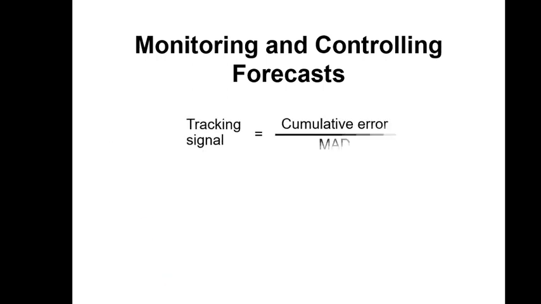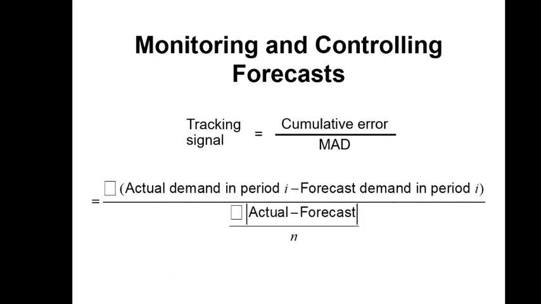Anyway, what we care about is to show you the formula. Now look, these are not two formulas, it's one formula. The tracking signal is simply equal to the cumulative error divided by the mean absolute deviation, the MAD, which we have discussed before. The second formula is just detailing your main formula. So just know that the tracking signal is equal to the cumulative error divided by the MAD.